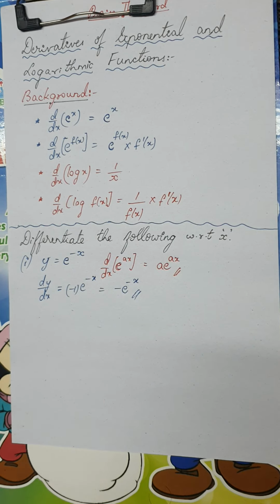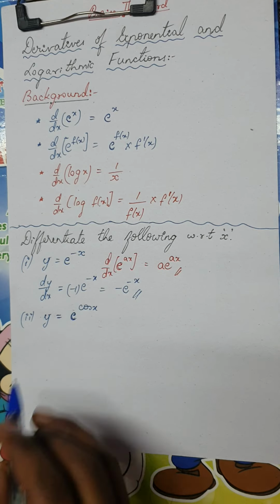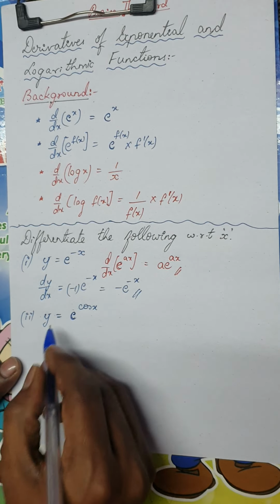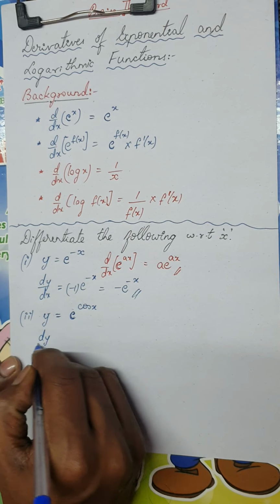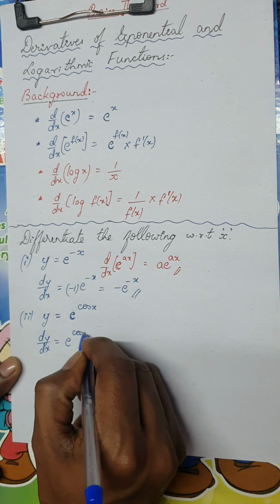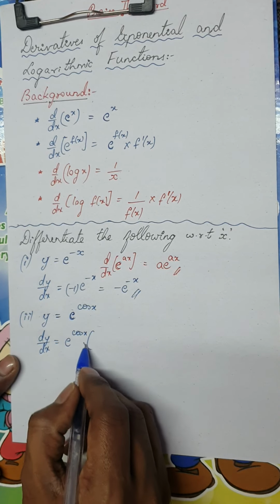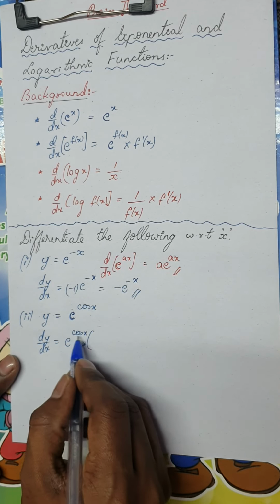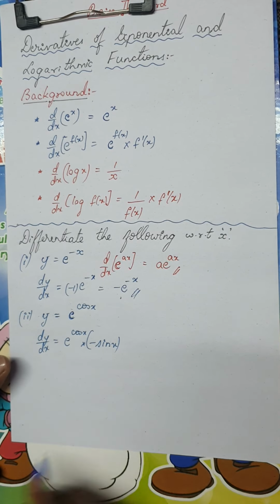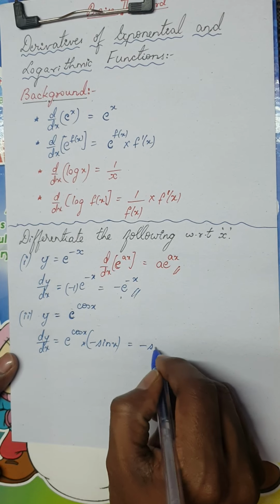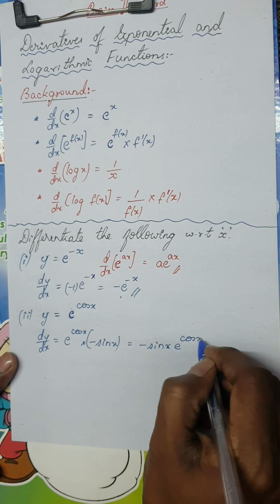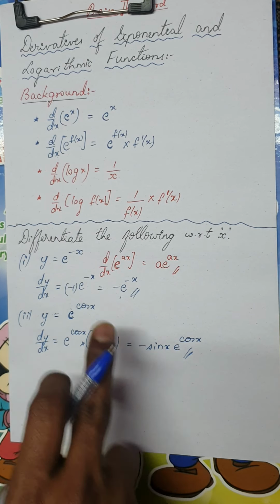Right. The next function I have is y is equal to e power cos x. Remember, this function is of the form e power f of x. Therefore the derivative of this is e power f of x, that is e power cos x, into, remember you have to differentiate the f of x once, which is cos x. What is the derivative of cos x? We all know it is nothing but minus sin x. So you can write it as minus sin x into e power cos x. This is the derivative of this function.